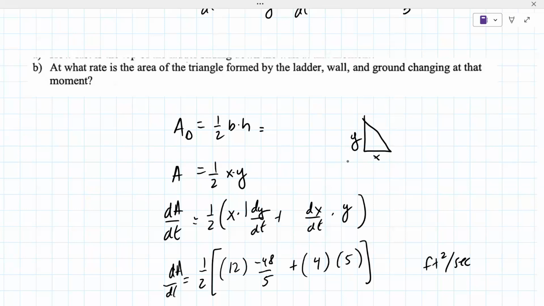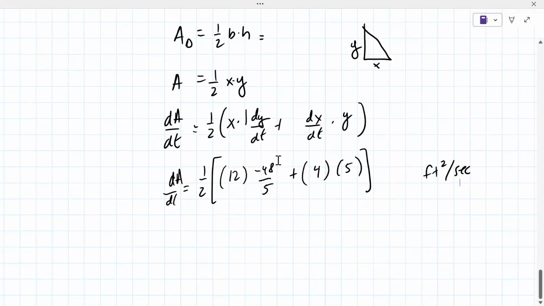Wait, why do I get a negative number for area? Oh, it's because the area is decreasing. It's okay, it's the rate of the area, not the actual area. Wait, I got negative 47.6. That could be a calculator thing. I mean, I didn't really check these numbers. It might be right. Let me check.